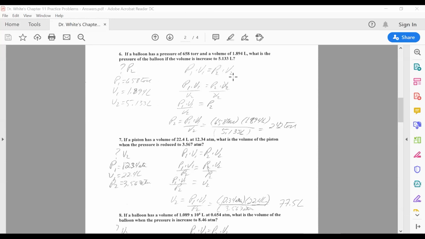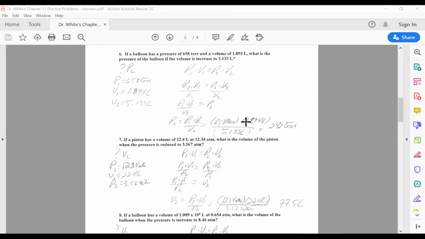Therefore, when it's multiplied times something else, how do you get rid of V2? You divide by it. Whatever you do on one side, you have to do on the other. Anything divided by itself becomes the number 1, P2, because 1 times P2 is P2. And here we have this. I like to rewrite it. You don't have to. P2 equals P1 times V1 over V2.